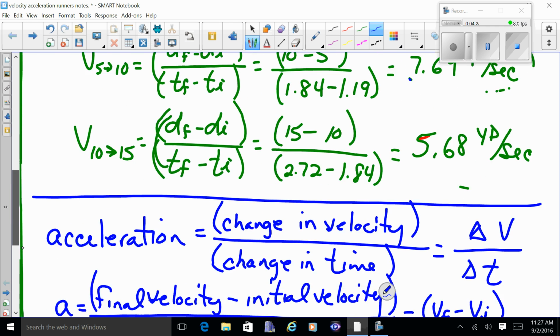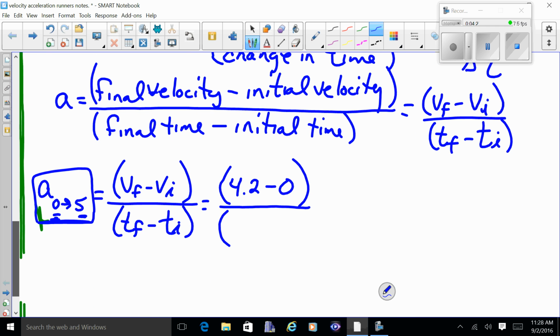1.19 minus 0. And then you divide those two numbers and you get 3.53. Well, the top part of the velocity was yards per second. The bottom part is seconds. This is all seconds here. So it's going to be yards per second per second.